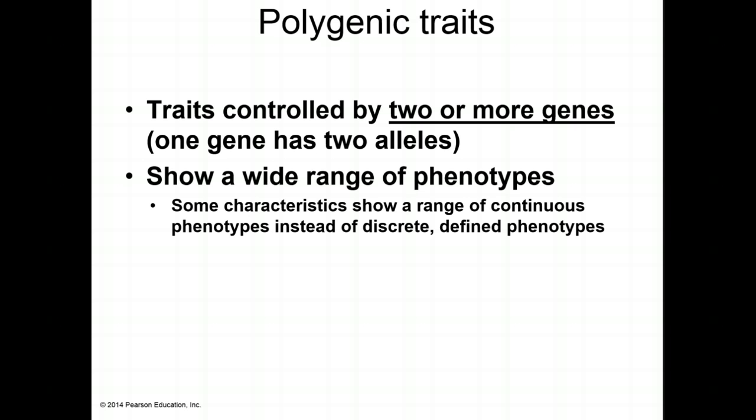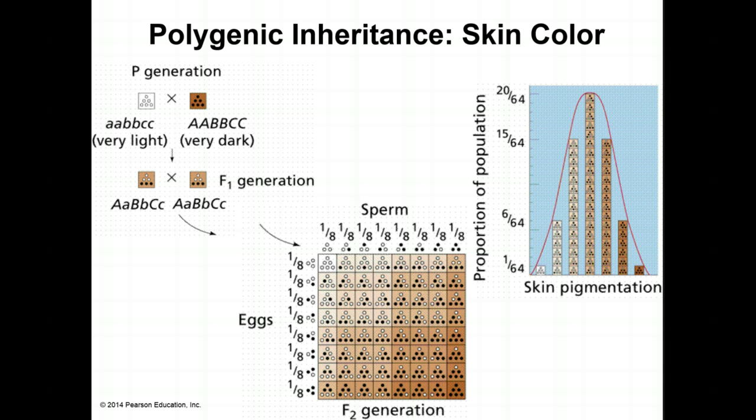Polygenic traits are traits controlled by 2 or more genes, and each gene will have 2 alleles. Traits inherited by polygenic inheritance will show a wide range of phenotypes. They can be continuous or discrete and defined. Skin color is an example of a trait inherited by polygenic inheritance. Note that in this case, there are actually 3 genes and 6 alleles controlling the inheritance. This is why you get such a wide range of skin colors.